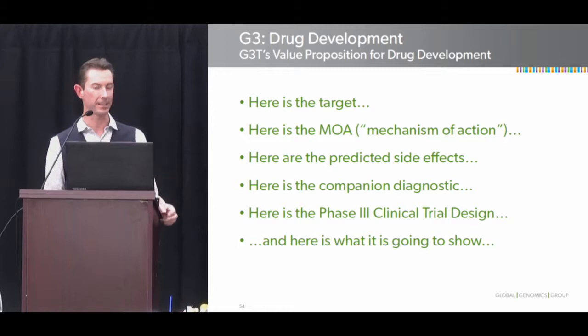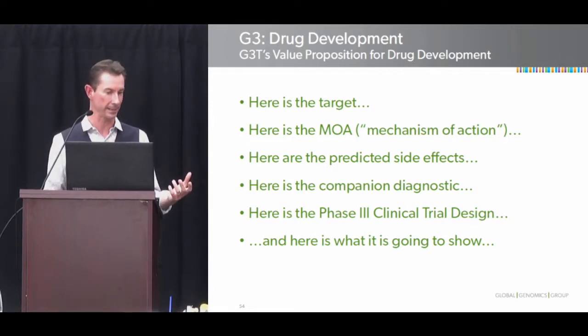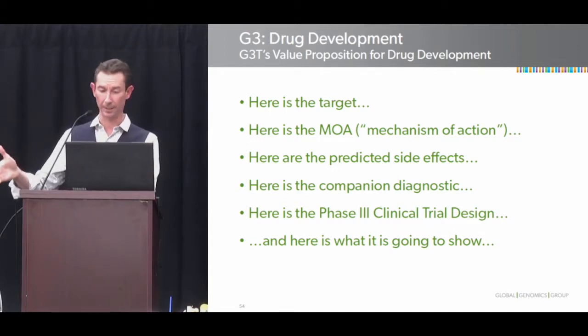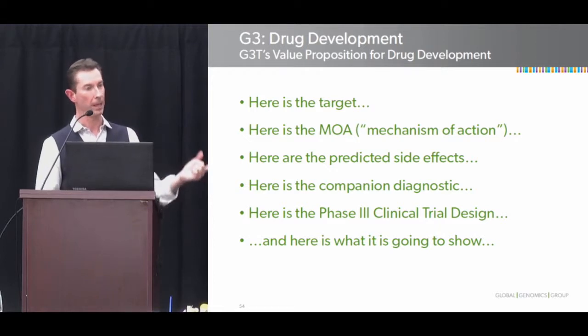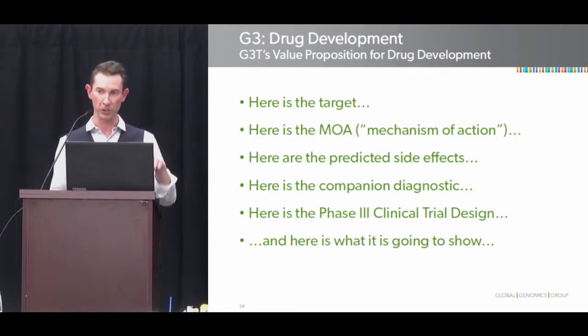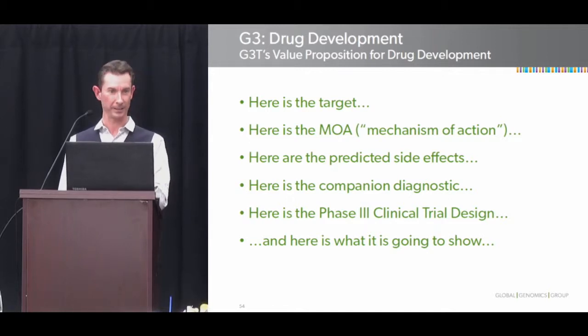So in that context, our value proposition for the drug development process goes something like this. Here's a target. Here's the mechanism of action and the pathway. Here's the predicted side effects. Here's a companion diagnostic that goes with that. Here's how we should design the phase 3 clinical trial. And by the way, this is what it's going to show. And we know this before we inject the first mouse with the first dose of the experimental drug. And that's what changes the paradigm.